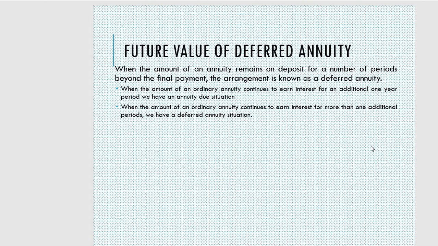Let's look at a deferred annuity. What is a deferred annuity? When the amount of an annuity remains on deposit for a number of periods beyond the final payment, the arrangement is known as a deferred annuity. You guys are very much conversant with deferring your studies. It's the same concept here. When the amount of an ordinary annuity continues to earn interest for an additional 1 year period, we have an annuity due situation. When it continues to earn interest for more than 1 additional period, we have a deferred annuity situation.